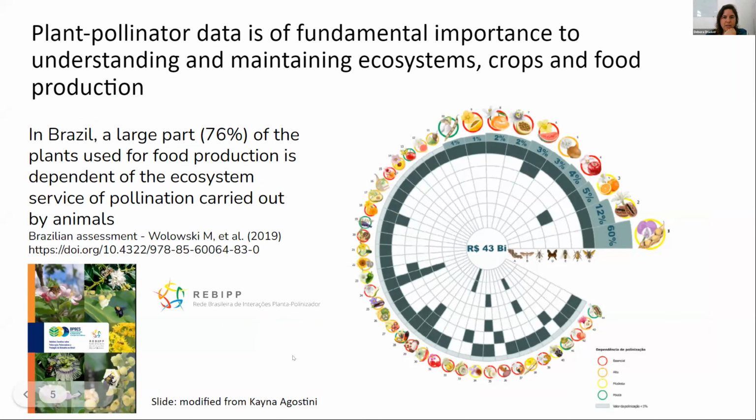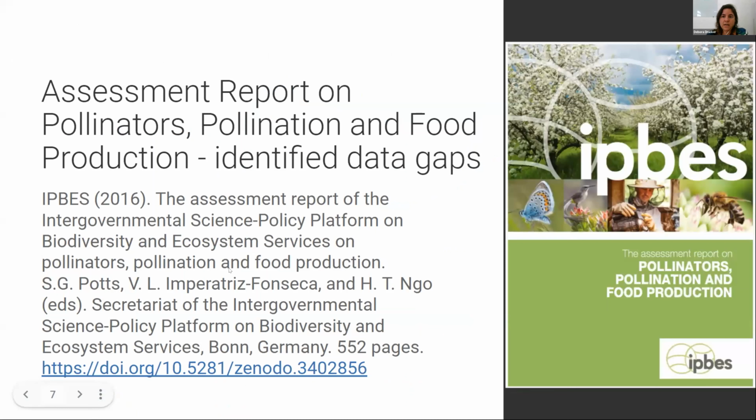So we can see that most of the sustainable development goals really are rooted in this kind of interaction, which is plant pollination. And that's also why one of the first assessments of the IPBES, the International Panel on Biodiversity and Ecosystem Services, was on pollinators, pollination, and food production. And one of the main findings by then is that there are major data gaps.